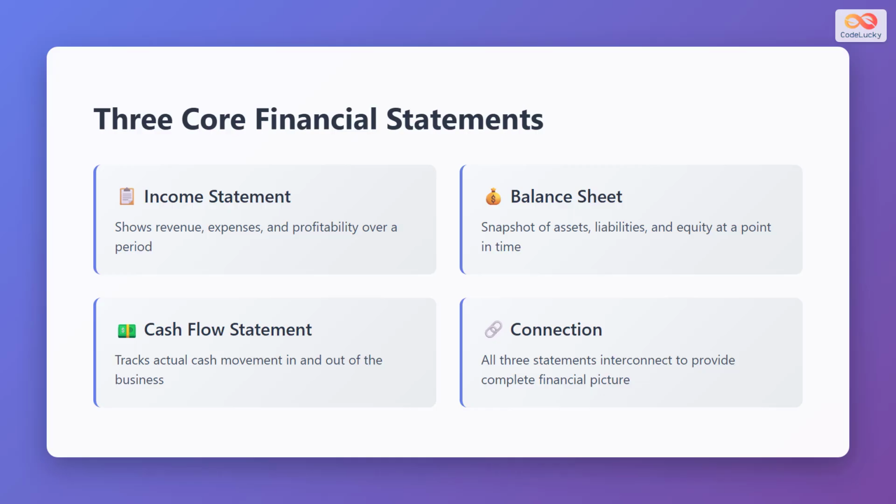To conduct fundamental analysis, you need to understand three core financial statements. The income statement shows revenue, expenses, and profitability over a specific period, giving you insight into how much money the company makes. The balance sheet provides a snapshot of assets, liabilities, and equity at a particular point in time, showing what the company owns and owes. The cash flow statement tracks actual cash movement in and out of the business, which is crucial because profit on paper doesn't always mean cash in hand. All three statements interconnect to provide a complete financial picture of the company.